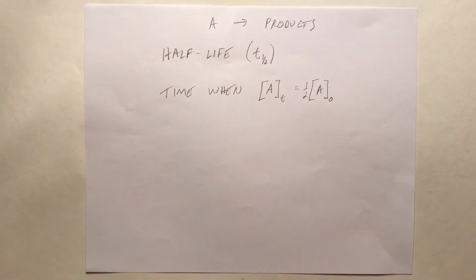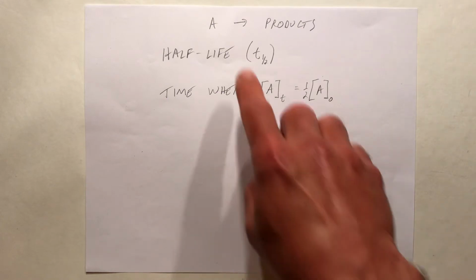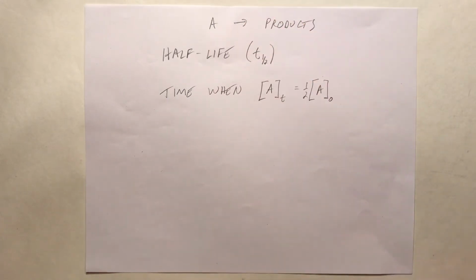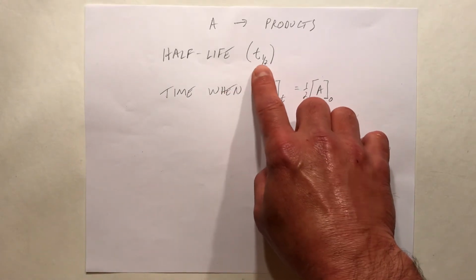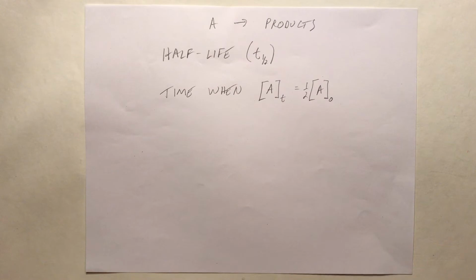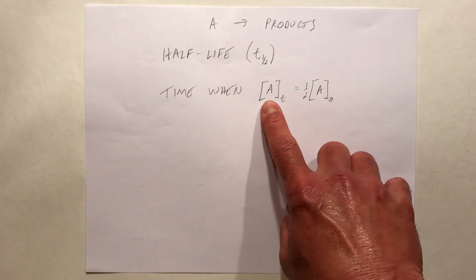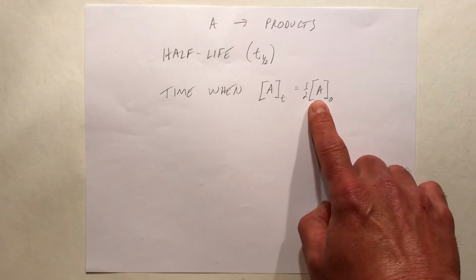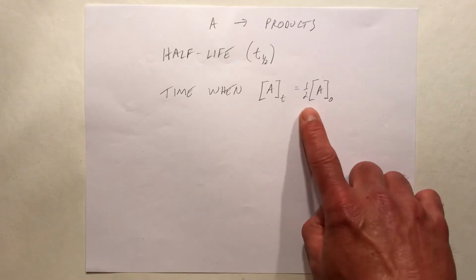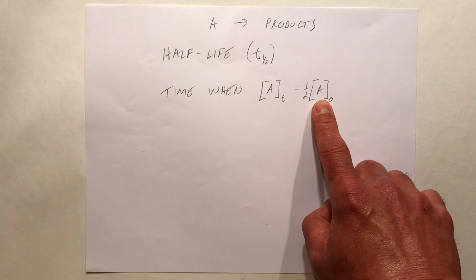So first of all, what is half-life? Let's say we have a simple reaction where A turns into products. We have a single reactant. We could say that the half-life, or T subscript 1/2, we'll say T 1/2, is the time when the concentration at that time is equal to 1/2 of the concentration at time 0. In other words, 1/2 of the initial concentration.